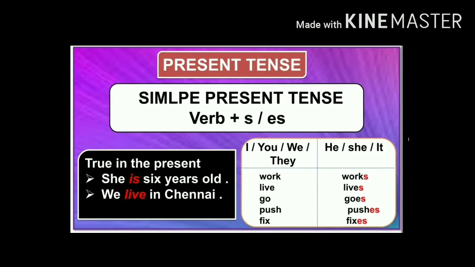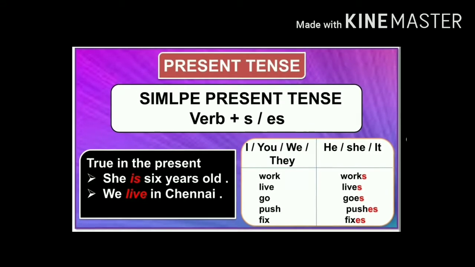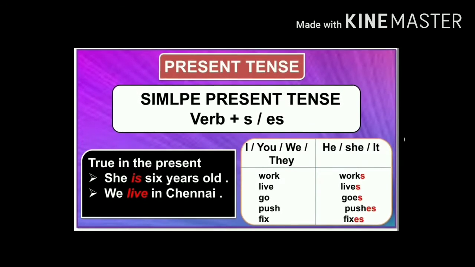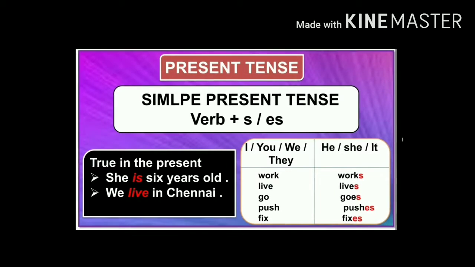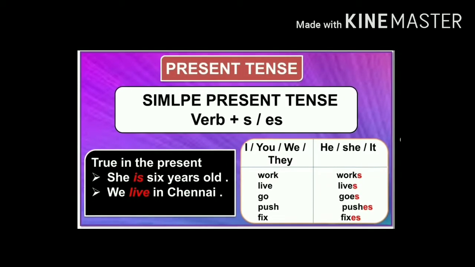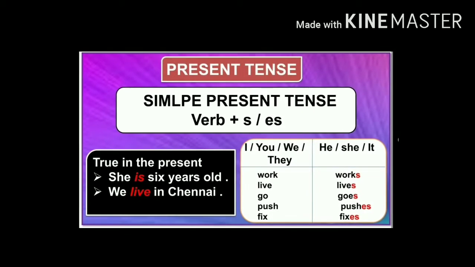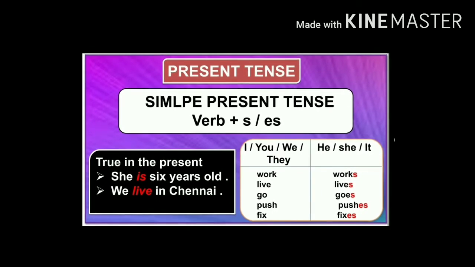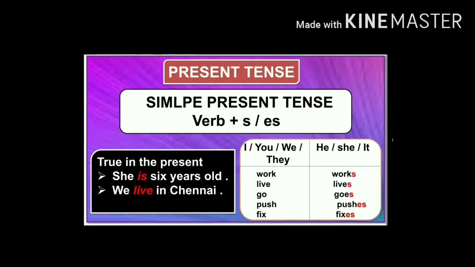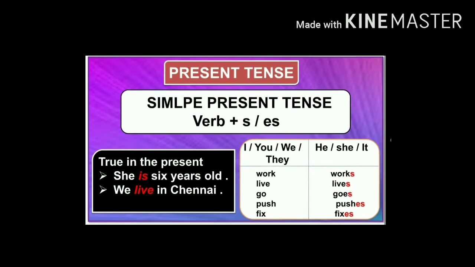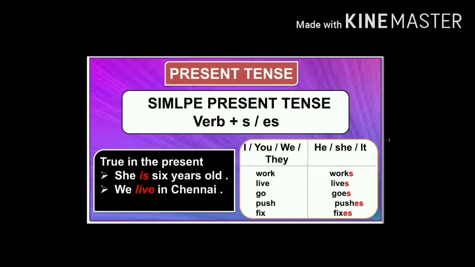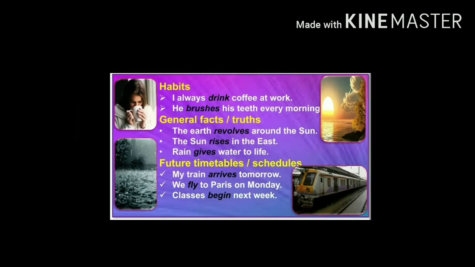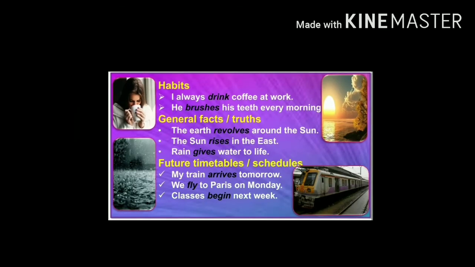Let's see an example. True in the present. She is 6 years old. We live in Chennai. Here, she is a singular person, so we used is as a verb. In the second sentence, we is a plural person, so there we used base form of verb. Okay. Let's see more examples.